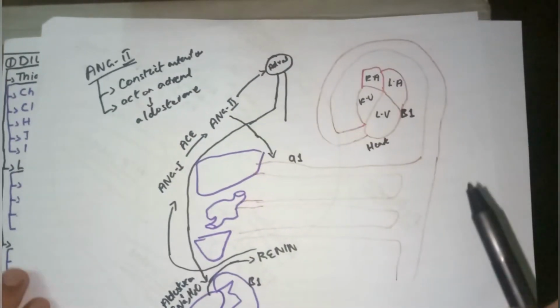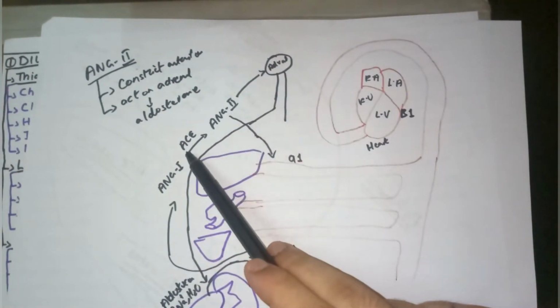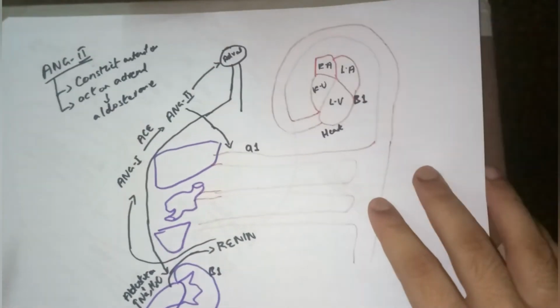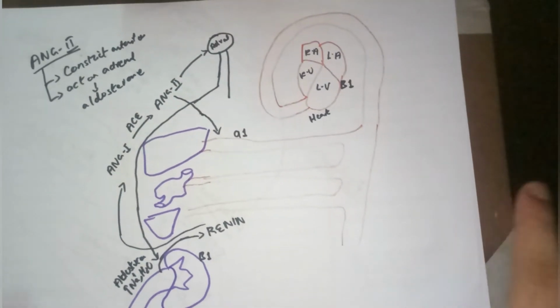So these are the main things: renin, angiotensin 2, angiotensin converting enzyme, alpha receptor, beta receptor, and other beta receptor. So our drugs will just act on these receptors or on these enzymes or proteins and will block them, so the blood pressure will come down.